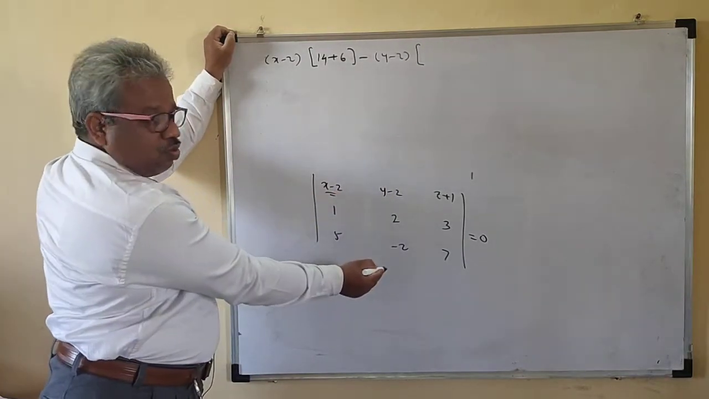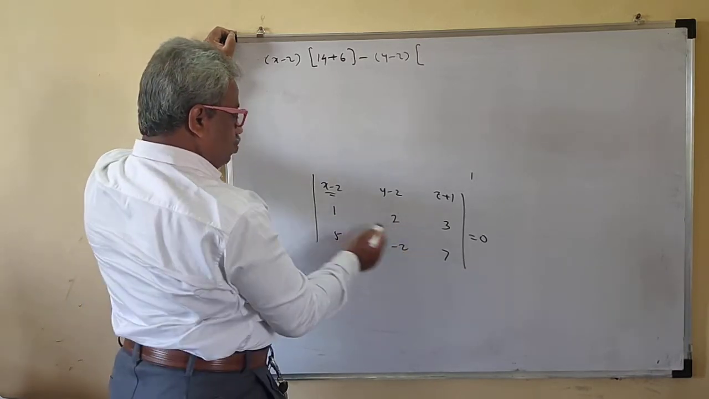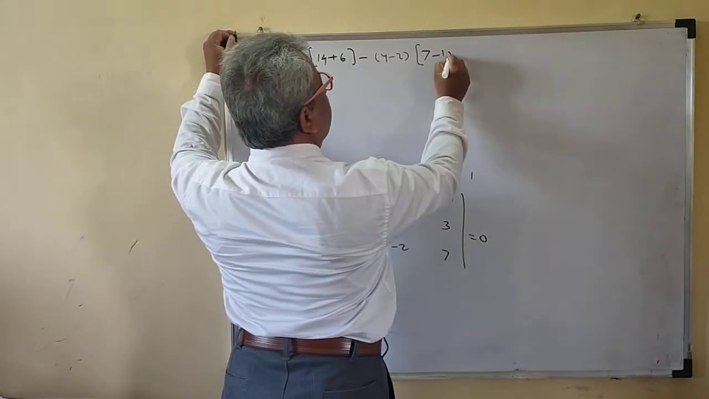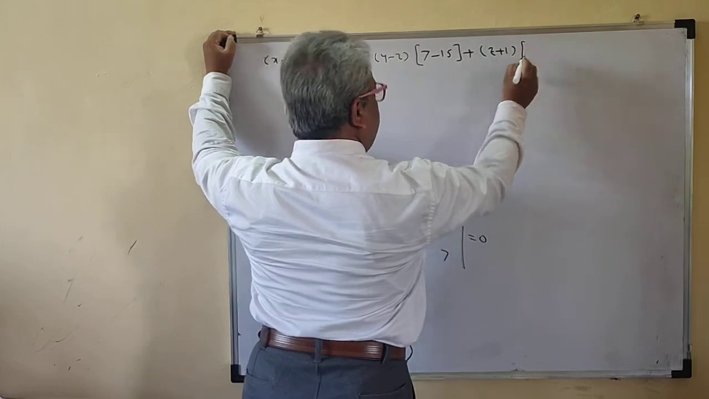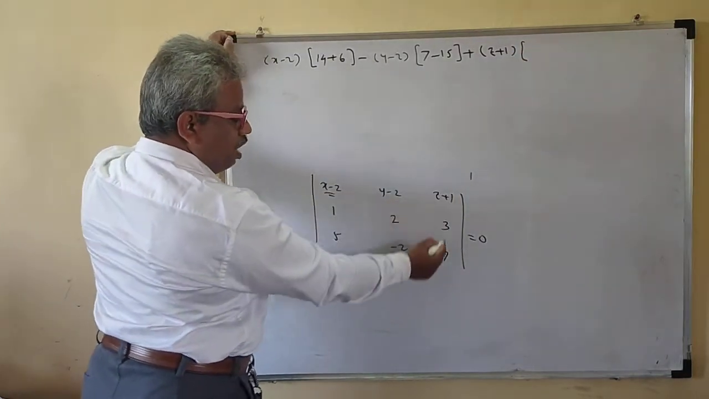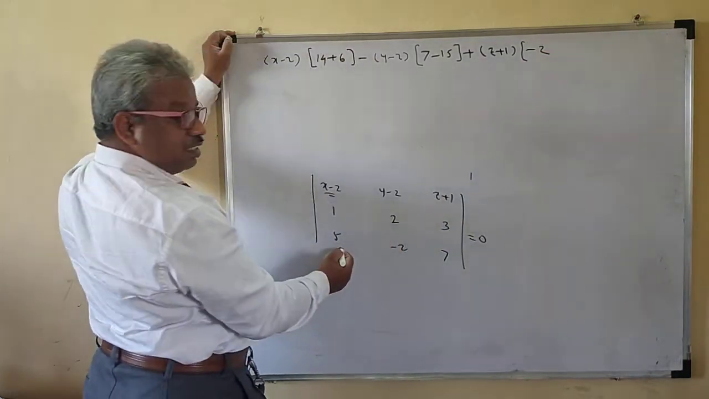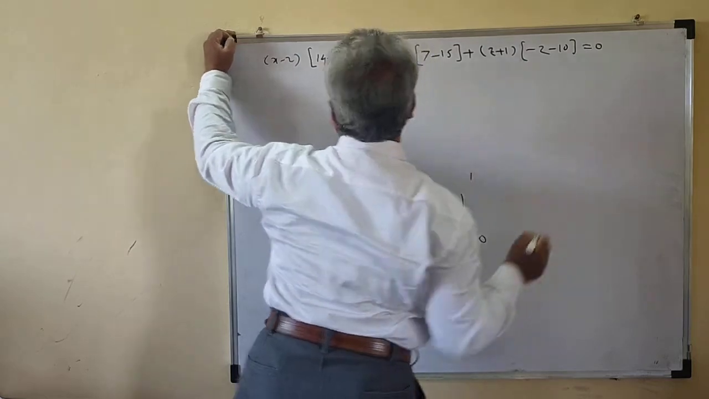Drop this column, so this is 1, 5, 2, 7. 1 into 7 is 7, then this product is 15, and you have to subtract this 15. Then plus (z plus 1) into, dropping this row and column, minus 2, and this product is 10, you have to subtract that, so minus 10. This is 0.